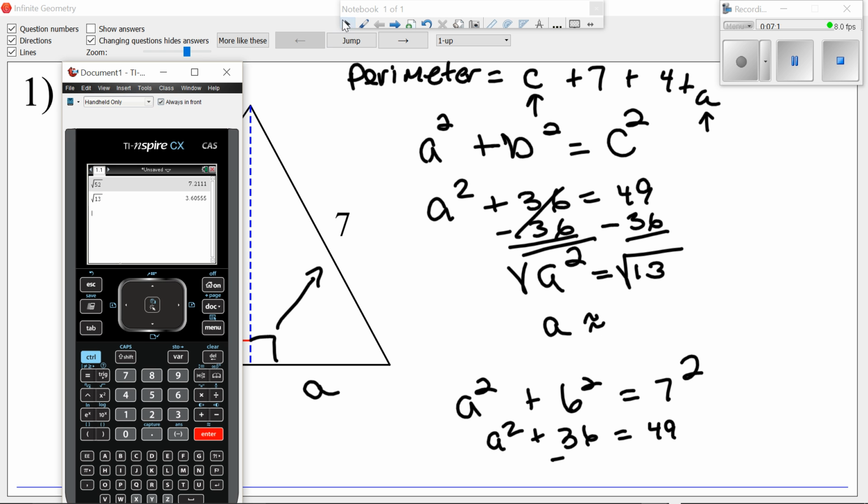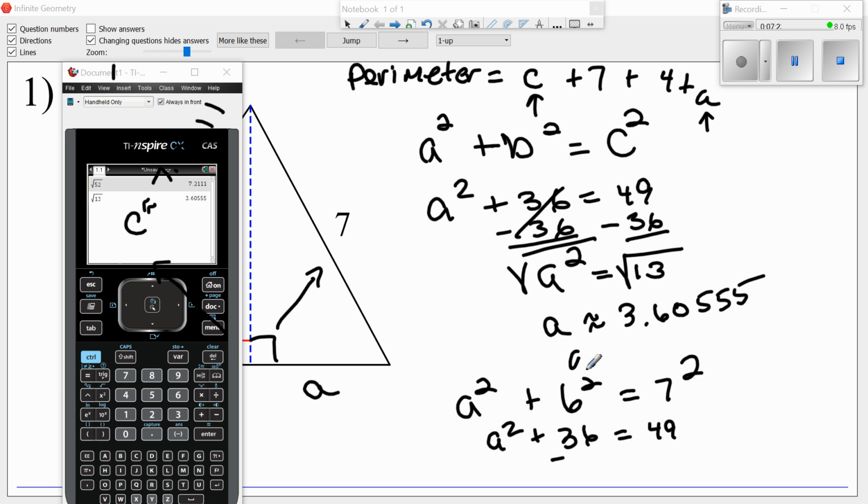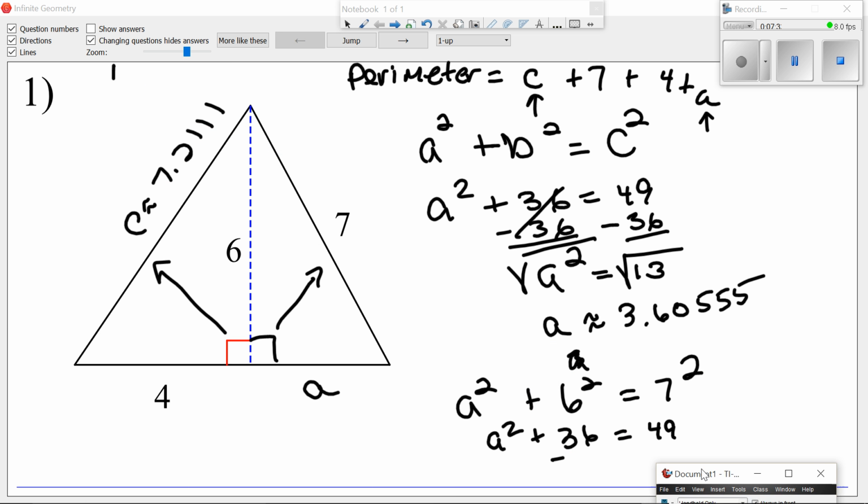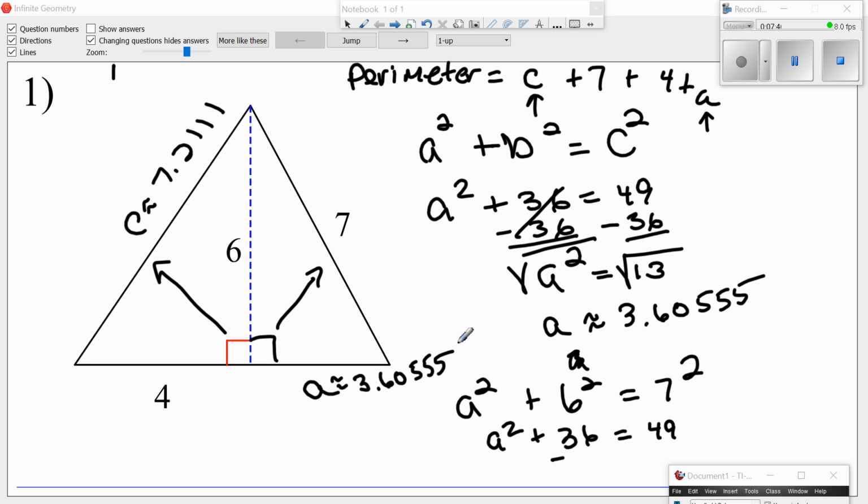So I write that down, come up here, click. Okay. So A is approximately 3.60555. I want to write this now. I don't want to round this one either, so just leave it like that. Let's put our calculator off to the side for right now. Okay. Now, I know what this is now, A. So I'm going to put that there. It's approximately equal to 3.60555. I'm going to erase this stuff now so we can work over here.